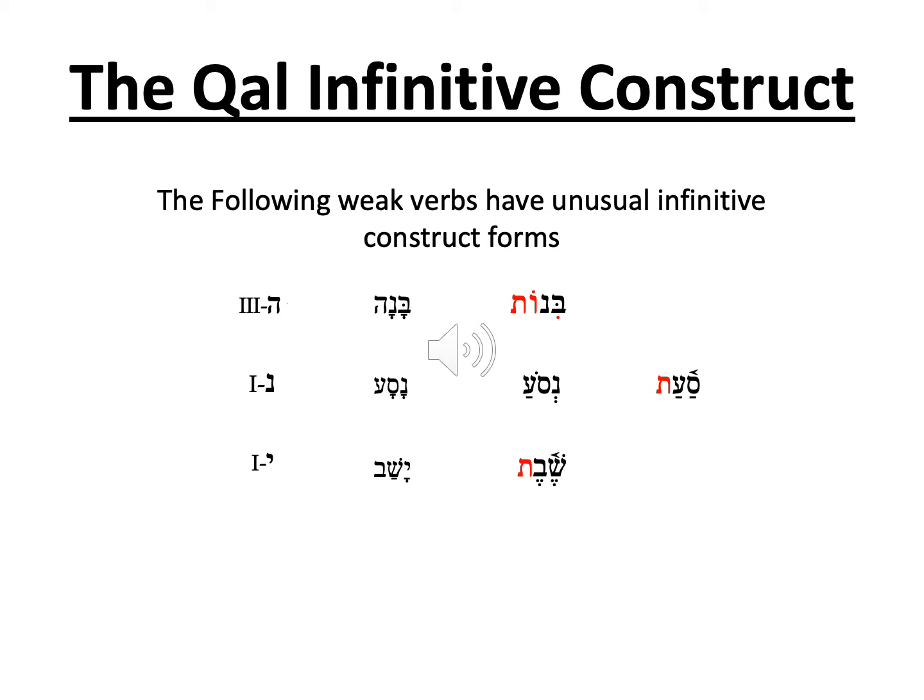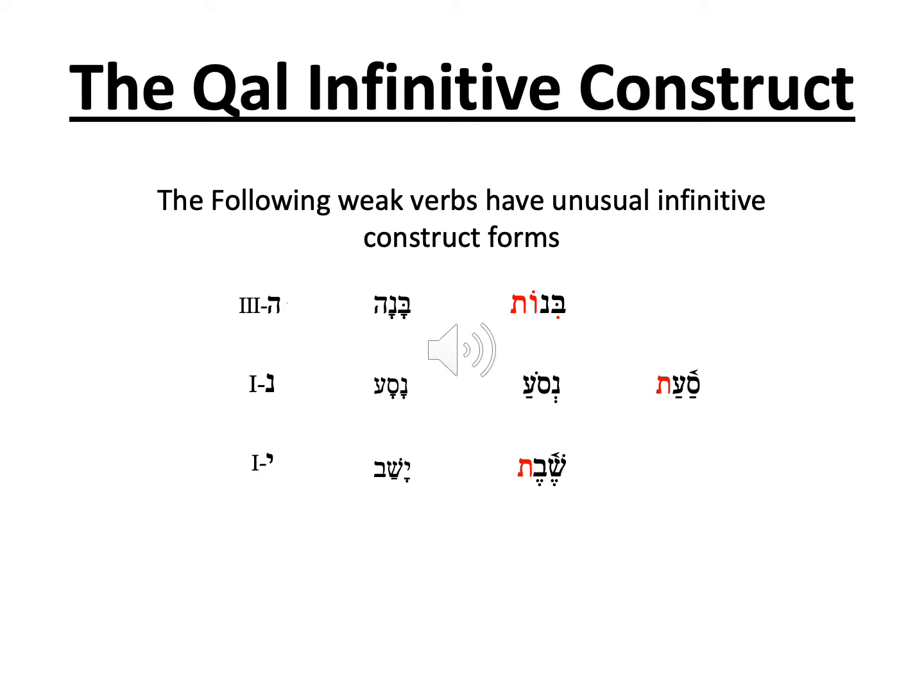However, in some cases, the nun drops completely, leaving a patach and a patach, two short vowels, underneath the first two root letters, and adding a tav at the end of the word. This is very similar to the imperative, with the exception of the tav at the end. In the one yod verbs, we also have that same pattern of two short vowels, where the yod has dropped off of the beginning.